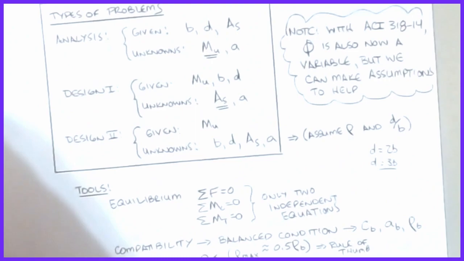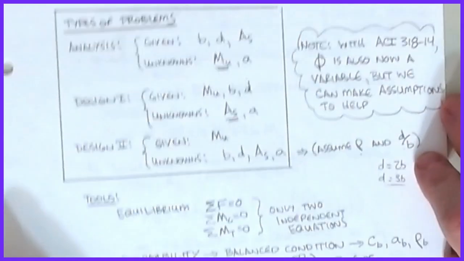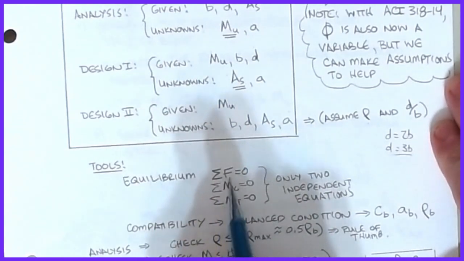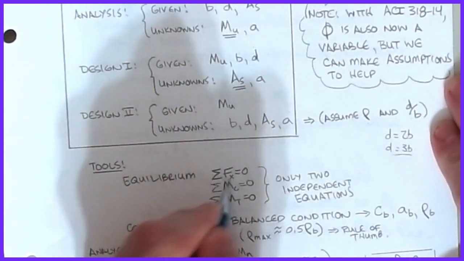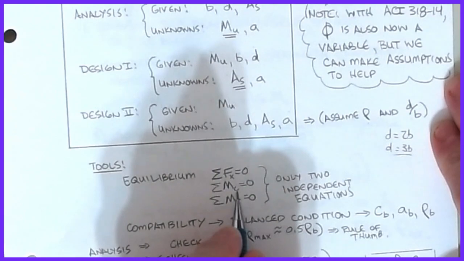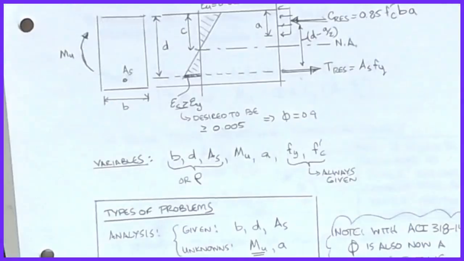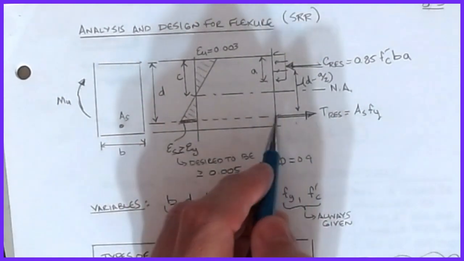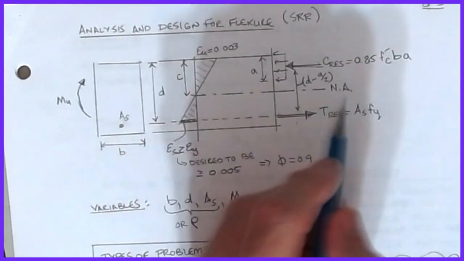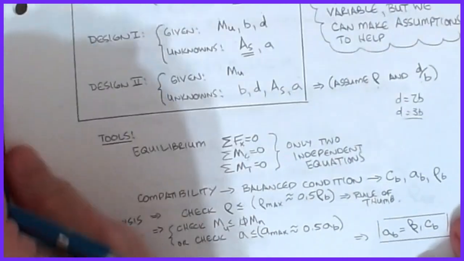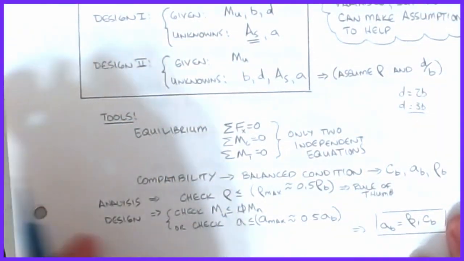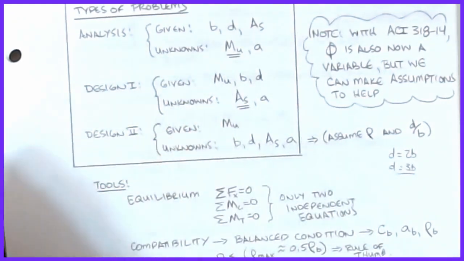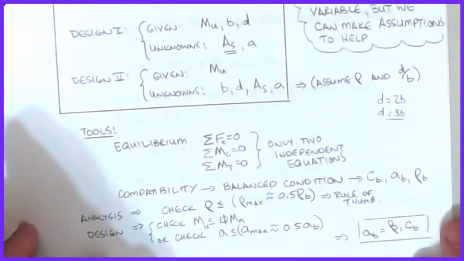Now, the tools that we have at our disposal, if you remember the procedure for analyzing the Whitney block, is that I can always do sum of forces in the x direction. I can sum moments about the compressive resultant, I can sum moments about the tensile resultant. And that's how we got our moment capacity. So I can either sum moments about the compression, sum around the tension, and then I can always sum forces in the x. Those are the only tools that we have. But really, there are only two independent equations in this, because this equation and this one are doing the same thing for us.